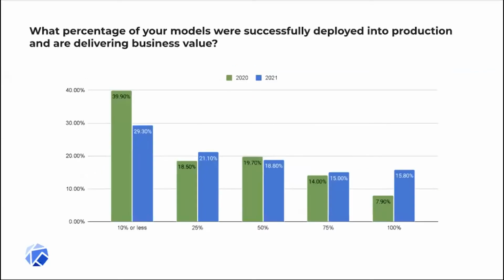So the next one, which is somewhat related, is what percentage of models were successfully deployed in production and delivering business value? The most significant changes were the 10% or less and the 100% one. So there's a decrease of almost 10% for the 10% or less answers and a 100% increase for that 100% answer. So this may be related to the growth of experience and expertise in our community, but it seems that model deployments are trending towards delivering business value a little bit more.